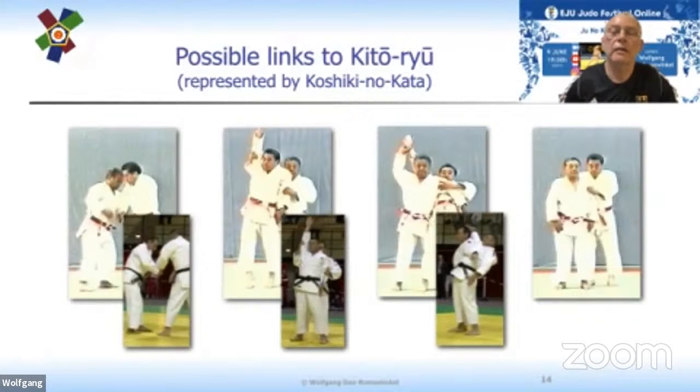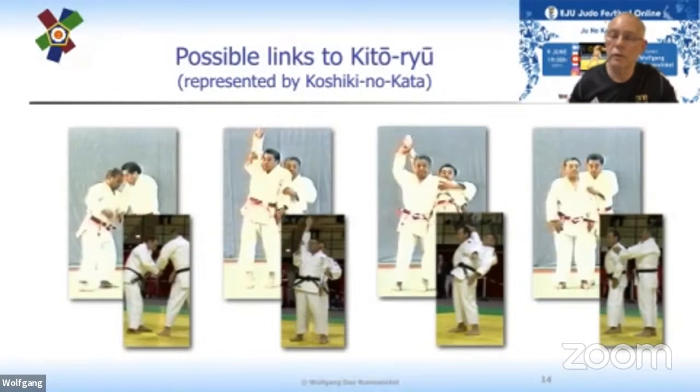Yeah, and finally another attack. This is in Koshiki no Kata. Uke turns Tori at his shoulders, and Tori will turn around and throw with Sutemi Waza. And in Juno Kata, we have the same attack. Uke turns around Tori, and Tori responds by lifting Uke up with Ippon Seonage.